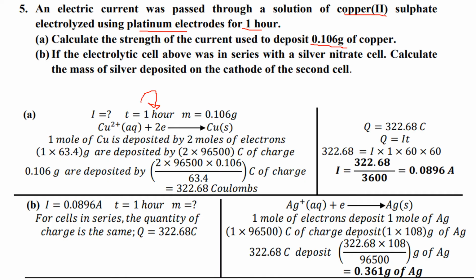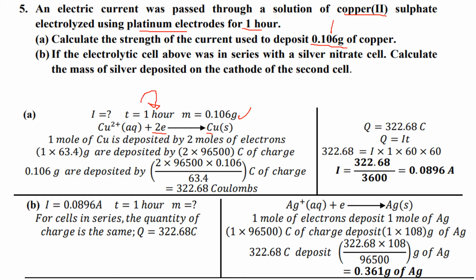But to do this, since we are given mass, that means that we need the atomic mass of copper. And 1 mole of electrons is equal to 1 farad, and 1 farad is equal to 96,500 coulombs. So you have to write the equation for that first. We have already summarized that. For us to deposit 1 mole of copper, we need 2 moles of electrons.